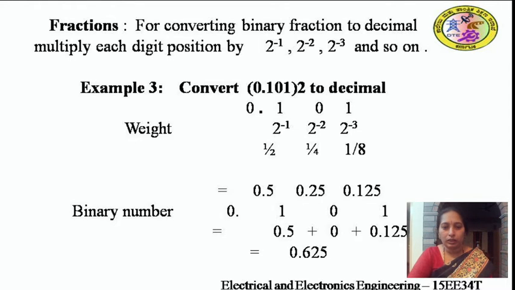The number I have considered here is 0.101. So if I multiply 1 into 2 to the power minus 1, 0 into 2 to the power minus 2, 1 into 2 to the power minus 3, then I will get the value as 0.5 plus 0 plus 0.125, that is equal to 0.625.